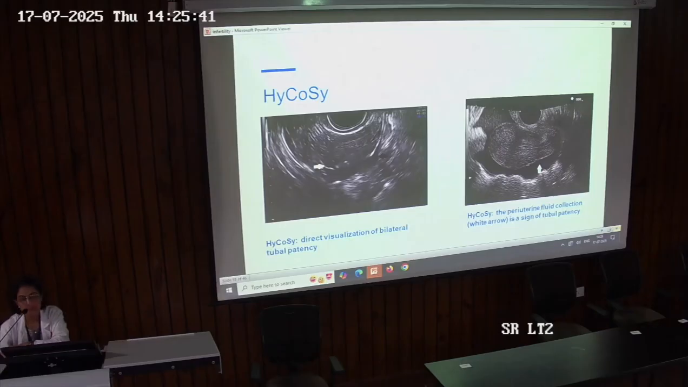In hycosy we use a dye other than the iodine-based dye that we use in the HSG. These are echogenic dyes, commonly known by the name of EcoVist, that we inject in the uterine cavity and then take the images. So the tubes can be delineated as an echogenic tubular structure.